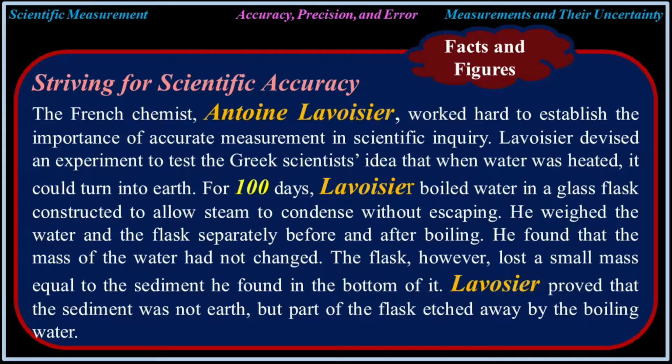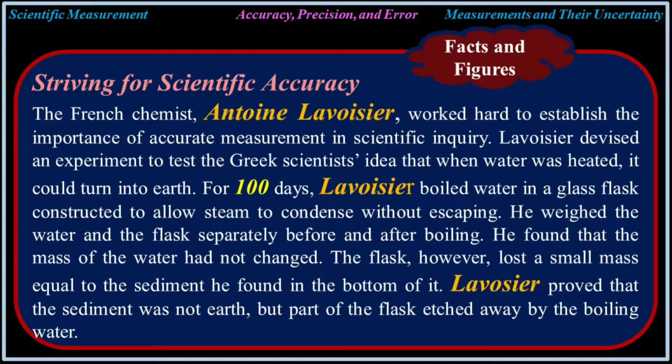Striving for scientific accuracy. The French chemist Antoine Lavoisier worked hard to establish the importance of accurate measurement in scientific inquiry. Lavoisier devised an experiment to test the Greek scientists' idea that when water was heated, it turned into earth. For 100 days, Lavoisier boiled water in a glass flask constructed to allow steam to condense without escaping. He weighed the water and the flask separately before and after boiling. He found that the mass of the water had not changed.